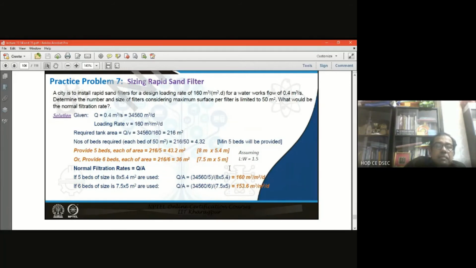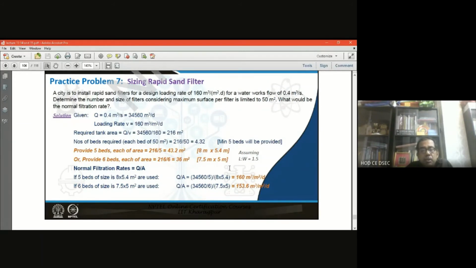Now the number of beds required, because each bed size is given as 50 meters square. So what is the number of beds? Simply divide 216, the total bed area, by the area one bed requires, 50 meters square. You will get 4.32. But the fraction figure you have to make a whole number, because a fraction is not physically possible in case of number of filters. So you can conclude that a minimum of 5 beds will be provided.